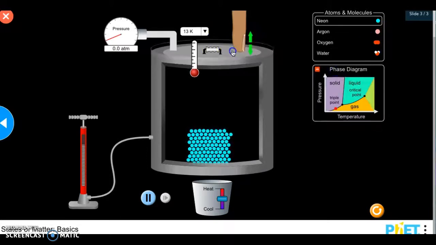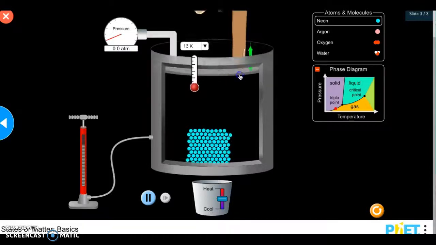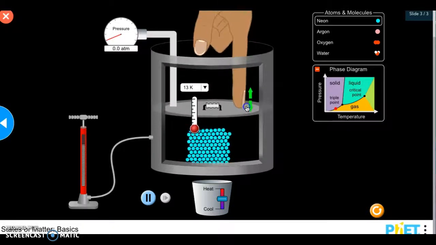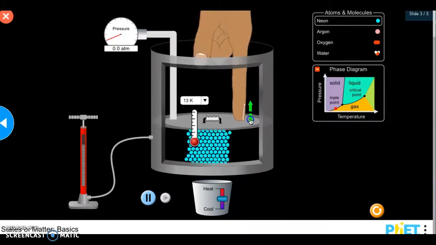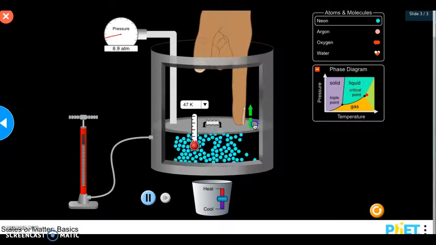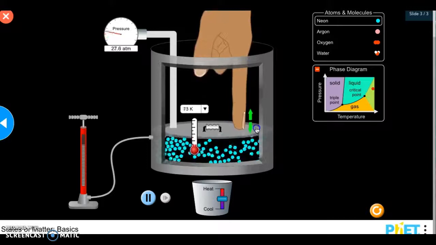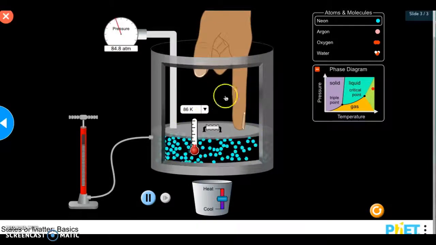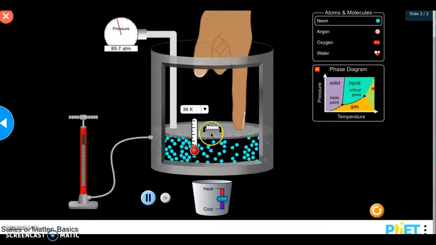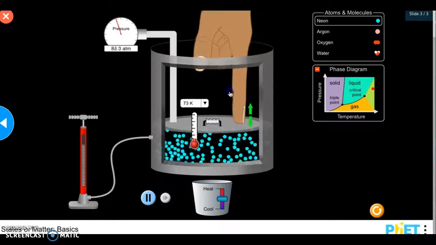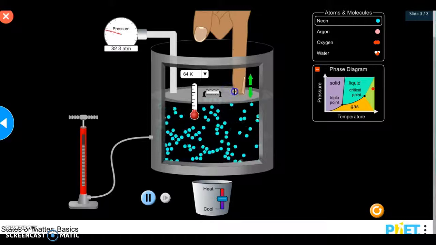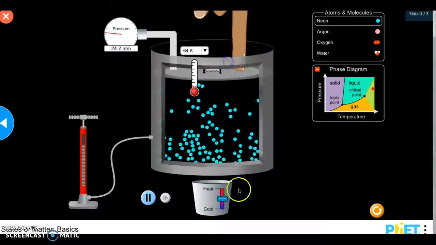First off, we are going to be adding pressure to our neon molecules. As you can see right now, they are at a solid. And as pressure is added, these molecules spread apart and they transform to a liquid and then to a gas. And you can see that these are very weak bonds and that they're far apart from each other, moving fast.